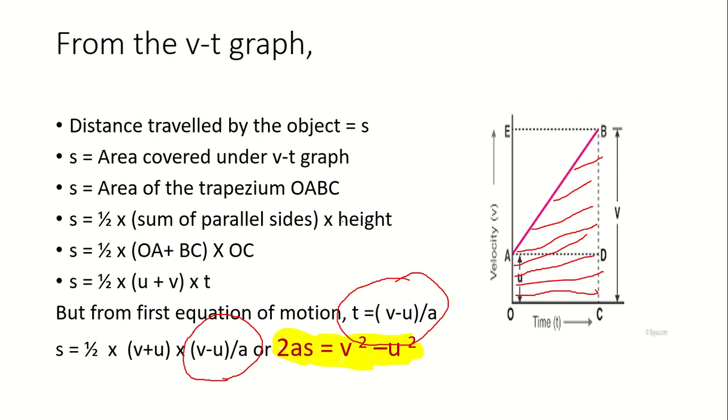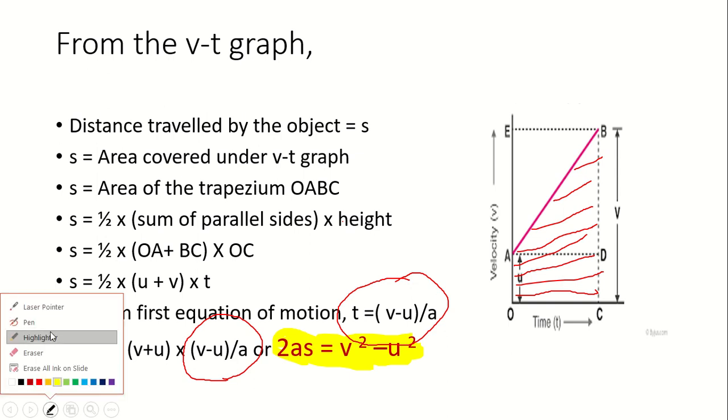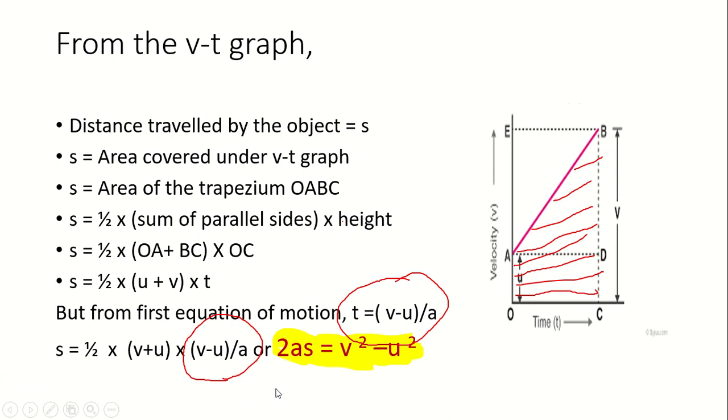If you know any three values out of these four, so there are four different symbols, A, S, V and U. So out of these four, if you know any three, you can easily find out the fourth one, which is unknown. Right. So all the three equations are very important, and you can say this topic is the heart of the chapter. Next time we will try to solve, and we will learn to solve the numerical problems based on the equations of motion.